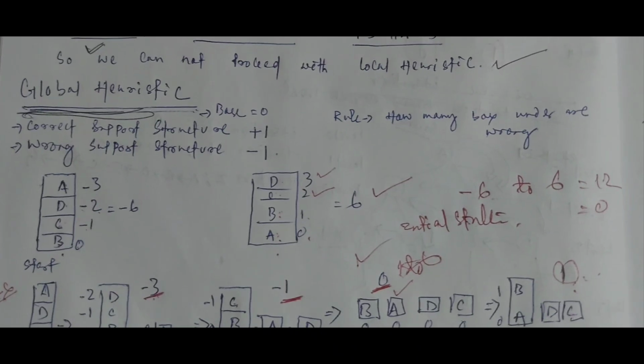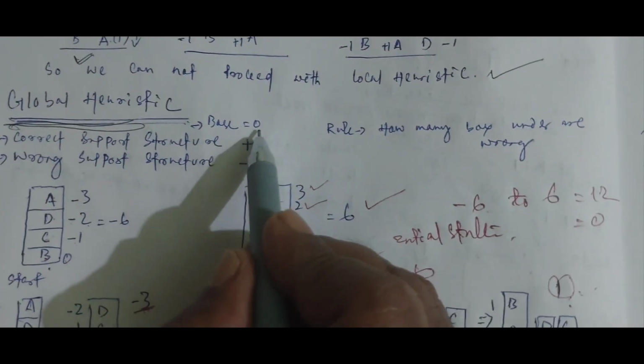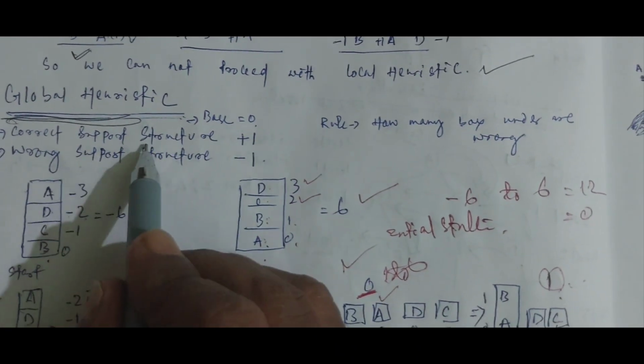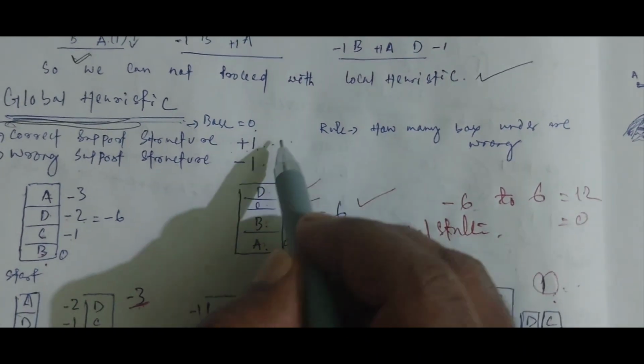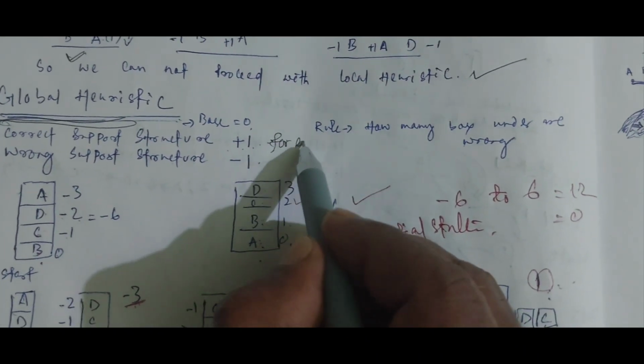In the global heuristic formula, the base position is given 0, and a correct support structure is +1 for each variable.